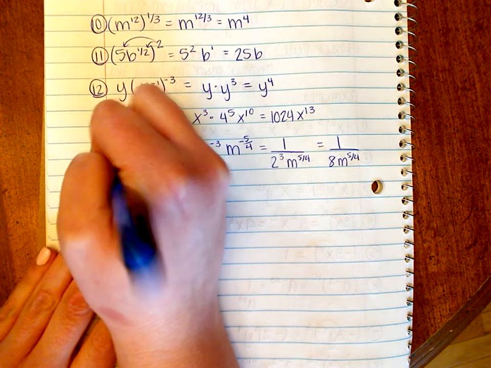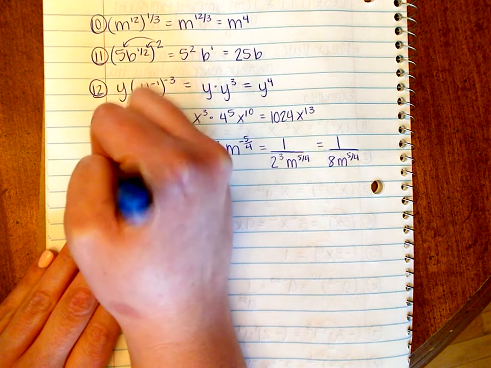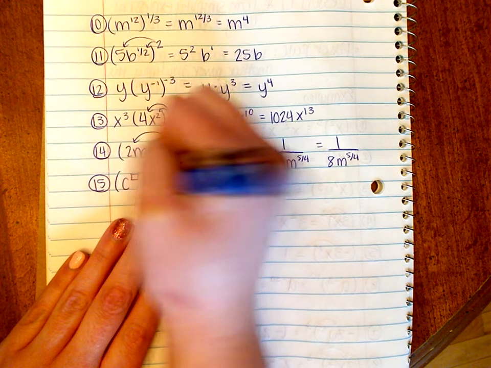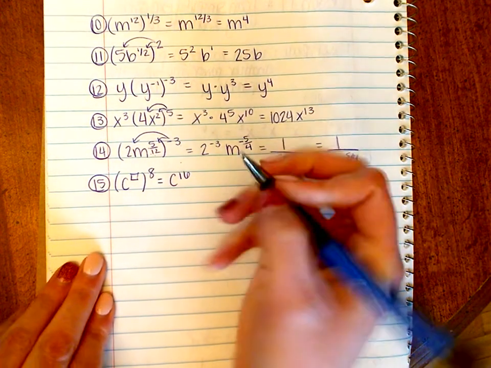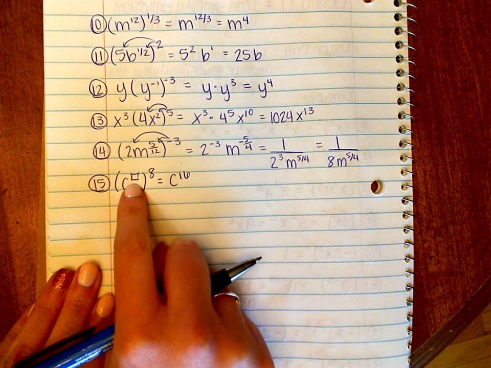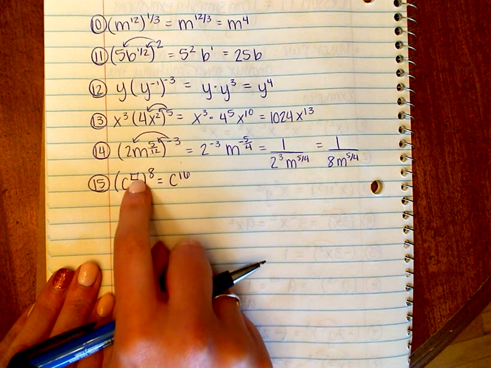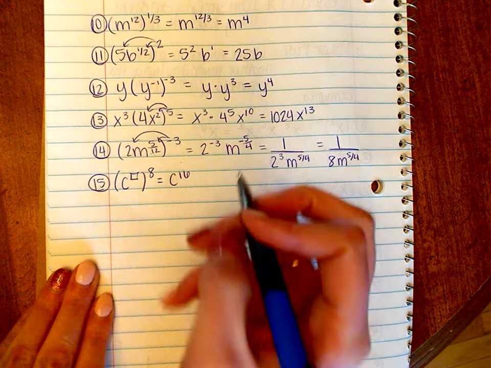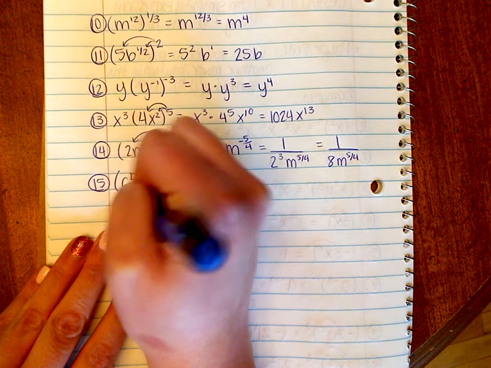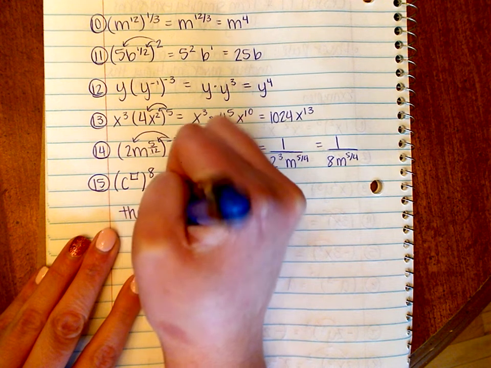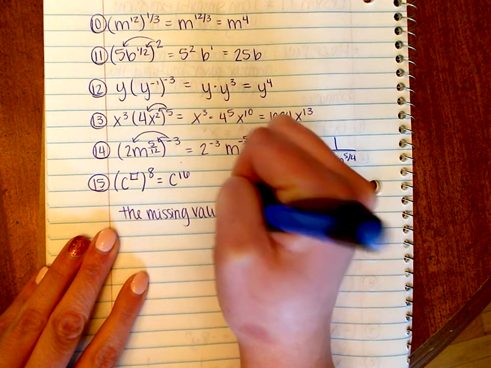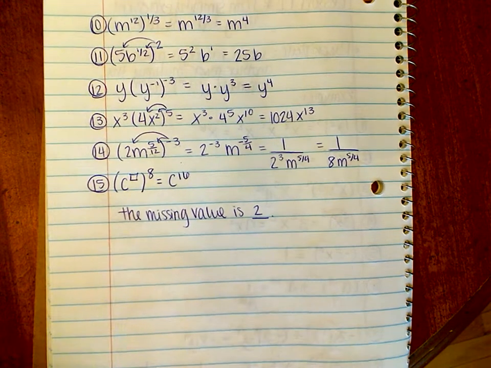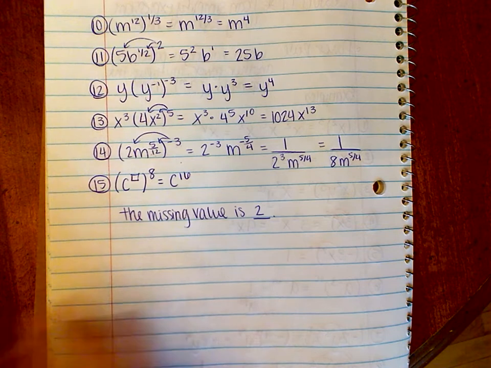You have a couple problems like this, I think, in Math Excel, and it has like c to the blank raised to the 8th equals c to the 16th. And so it wants you to say what's in that box. So what times 8 will give us 16? It's 2. So you would say the missing value is 2.